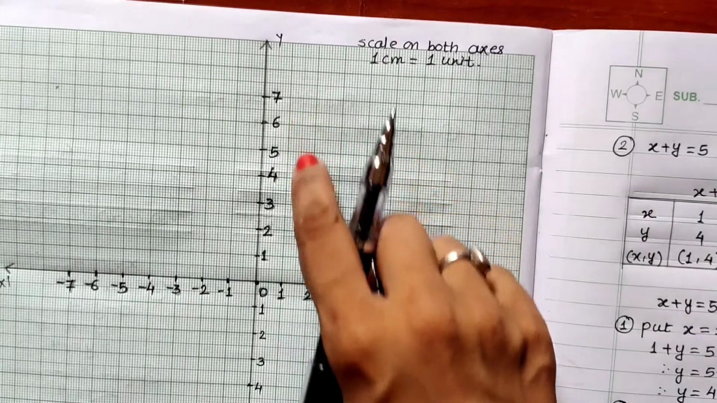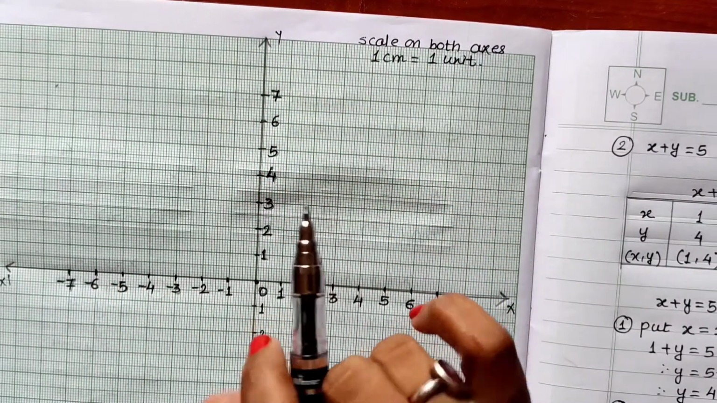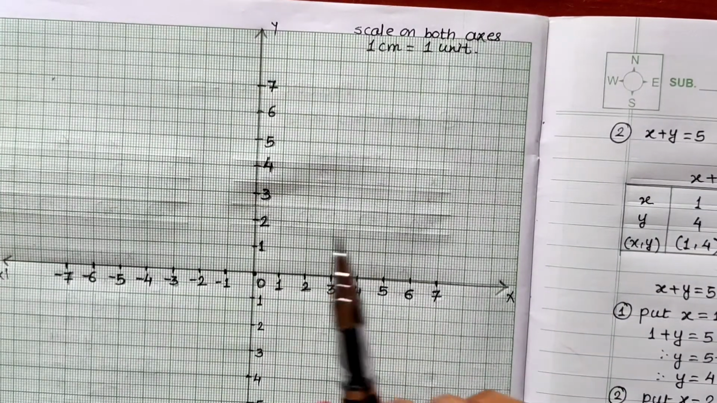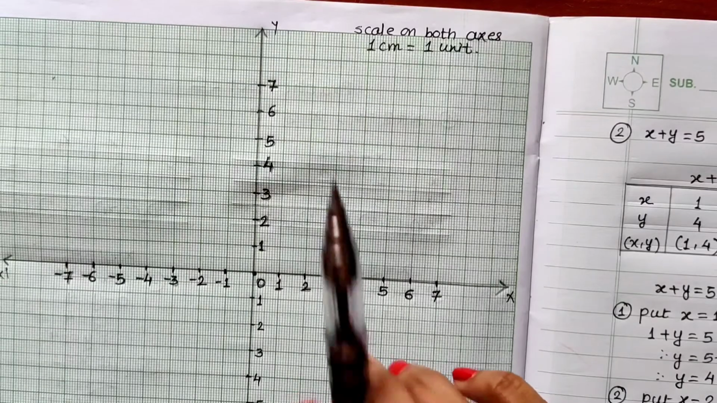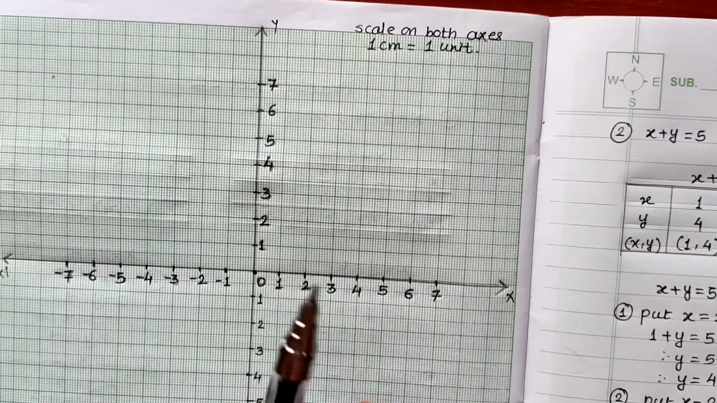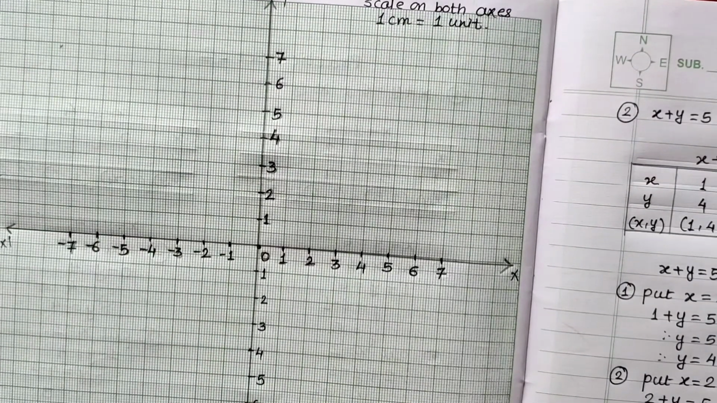I have shown all these coordinates on the y-axis and x-axis with my pen, so it should be visible to you all very clearly. You should not use pen at any cost on this graph. Always use pencil. So now let us plot the points.